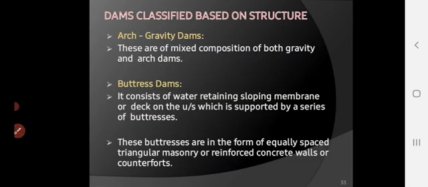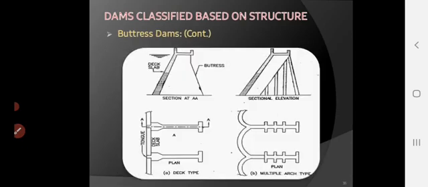Next, the arch gravity dam means a mixed composition of gravity dam with arch. Next, the buttress dam. It consists of a water retaining sloping membrane or deck on the upstream which is supported by a series of buttresses. These buttresses are in the form of equally spaced triangular masonry or reinforced concrete walls or counterforts. Let's see the figure first.